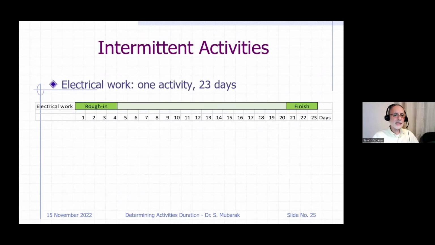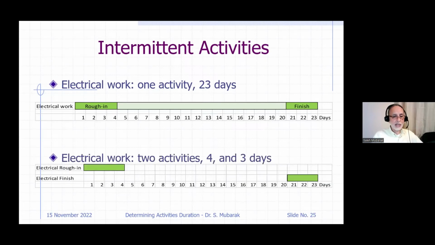If I have intermittent activities that are designed to be this way, I would break them down. This is electrical work. The electrician will come and do the rough-in, and then 20 days later or a month later will come and do the finish. I will not accept it as one activity. I will definitely break it down into two activities. All right.